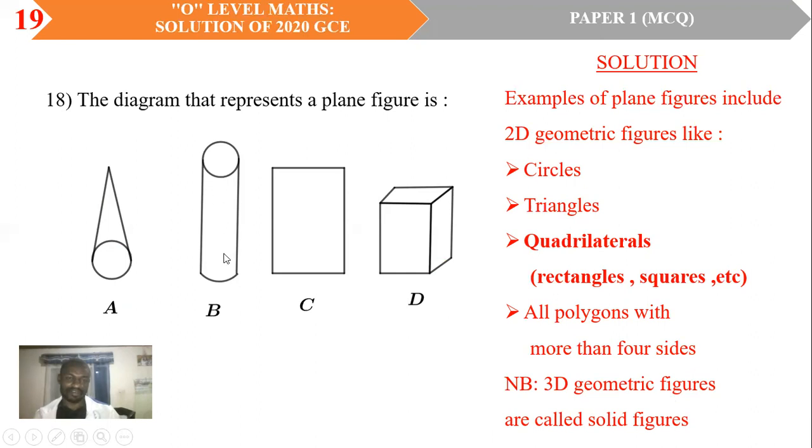It can be a cylinder. This one can be a cuboid. This one can be a cone. So cones, cylinders, cuboids, or boxes are solid figures. The only plane figure we have here is this rectangle, and it is a quadrilateral. So answer C.